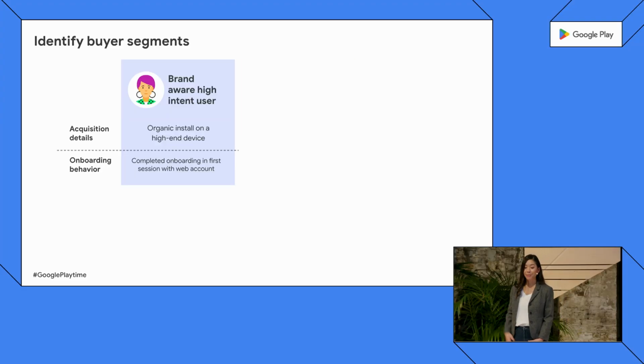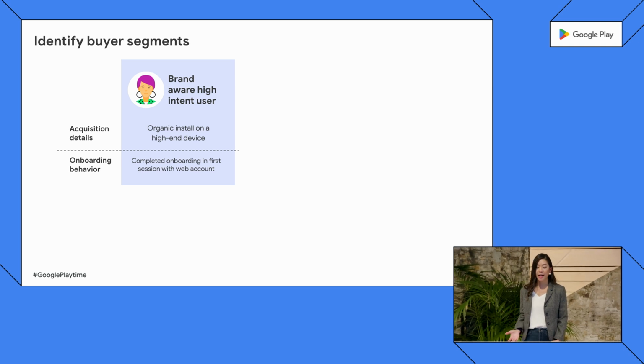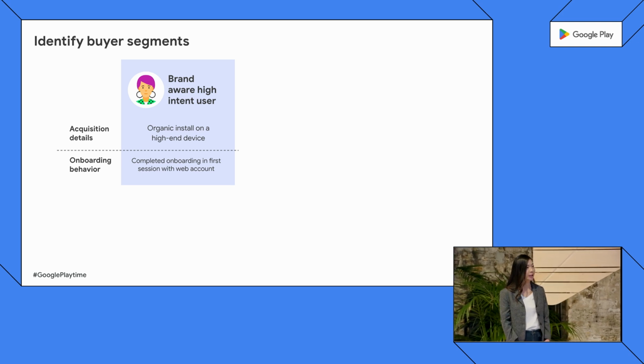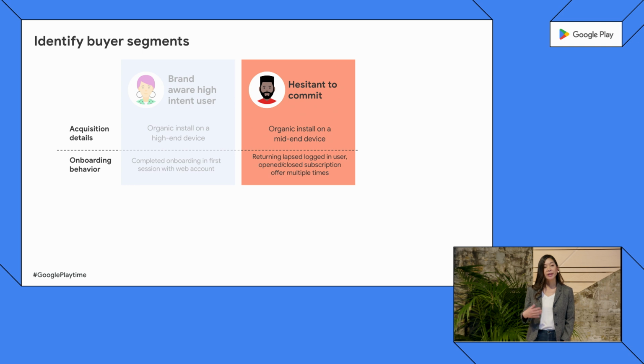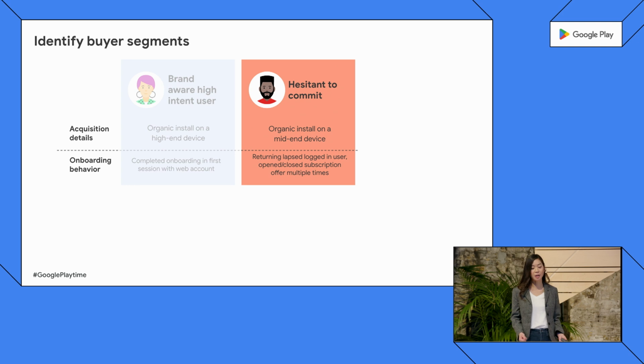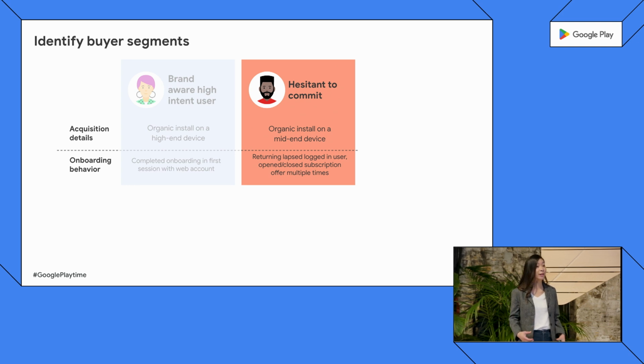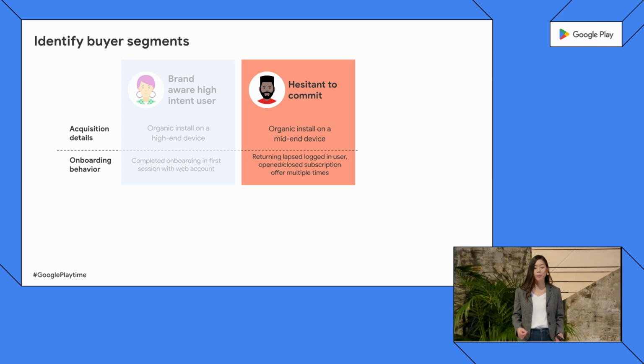Jamie enters your app. She's a brand-aware, high-intent user with a high-end device. You know this because she came into your app organically, completed the onboarding process within the first day, and used a web account to log in. Then you have Charlie. They're also a user who downloaded the app organically on a mid-end device, but didn't finish the onboarding flow, took a while to create an account, and has opened the upsell page a few times, but never converted.